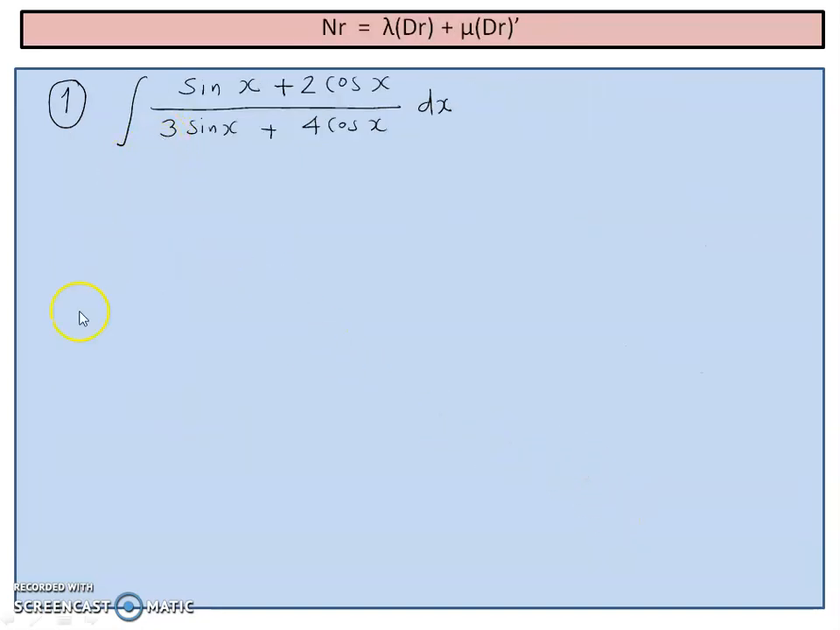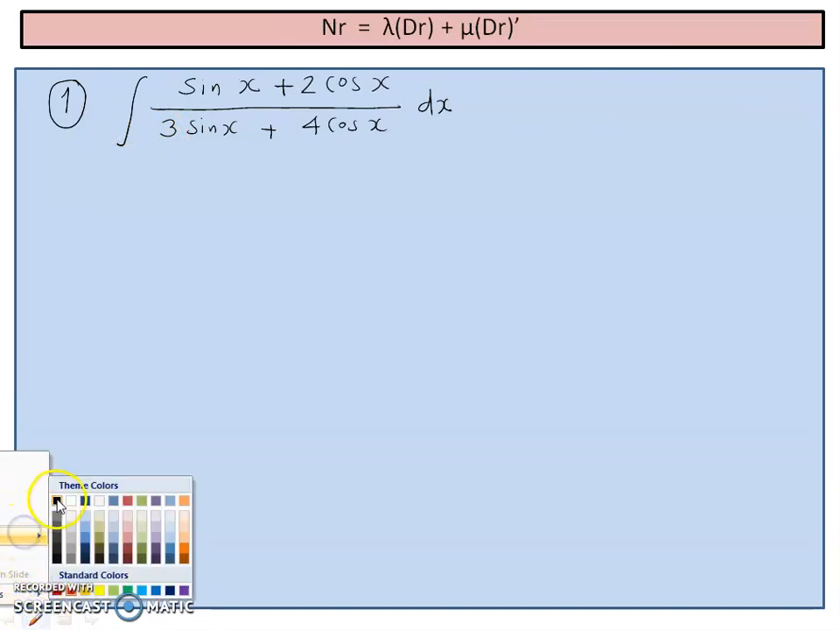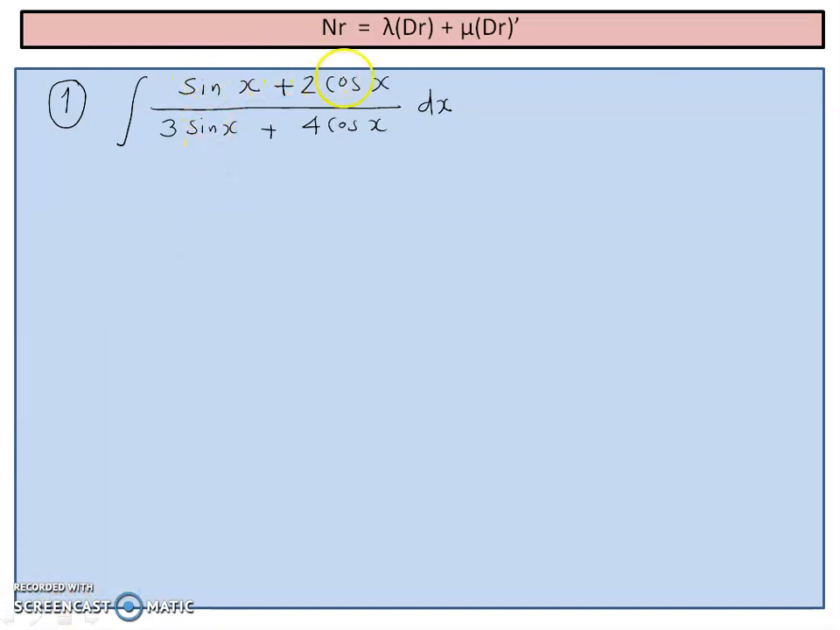चलो ये एग्जाम्पल है, अच्छी तरह से देख लीजिए. What is given? Integration of sin x plus 2 cos x upon 3 sin x plus 4 cos x. Now we will see what is denominator dr. 3 sin x plus 4 cos x. And what is dr dash? Means denominator का derivative: 3 into cos x. Cos x derivative is minus sin x, so minus 4 into sin x.